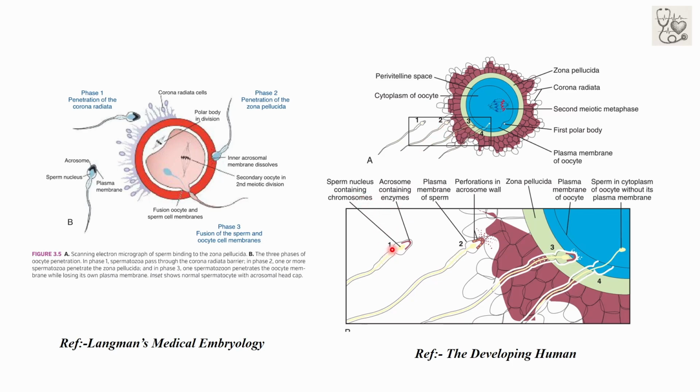First, the sperm containing the sperm nucleus with chromosomes and the acrosome containing enzymes; the second step is penetration of the corona radiata, then the zona pellucida, and after that there is the release of the sperm into the cytoplasm of the oocyte without its plasma membrane.